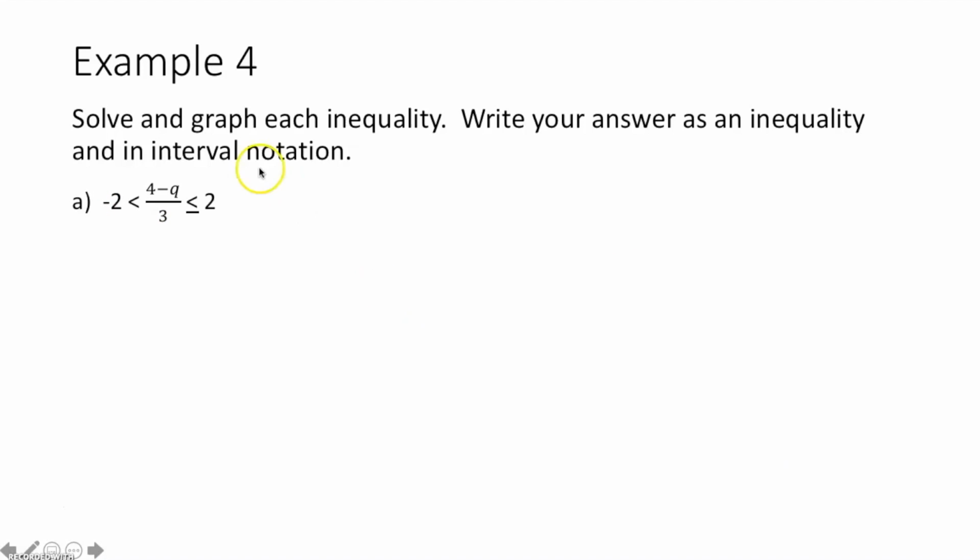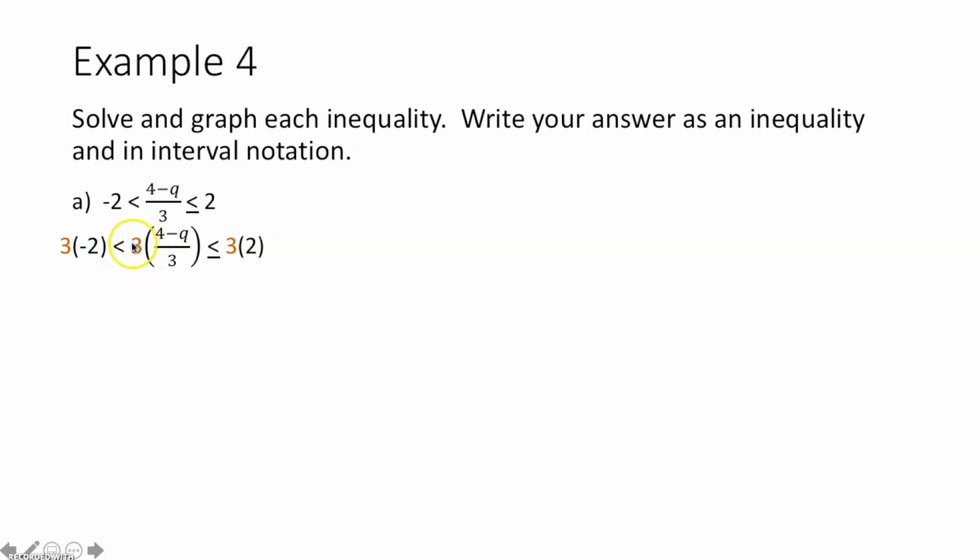Example 4 says solve and graph each inequality. So we're doing the same thing. Here you can see this is an and compound inequality. The only difference here is that now my middle section is all divided by a number. How do I get rid of a fraction? Well, we said anytime you want to get rid of a fraction in an inequality or an equation, you multiply everything by the least common denominator. Since there's only one denominator, multiply everything by 3.